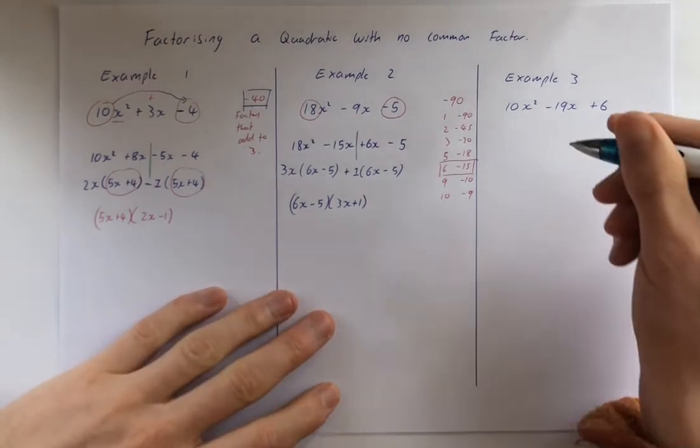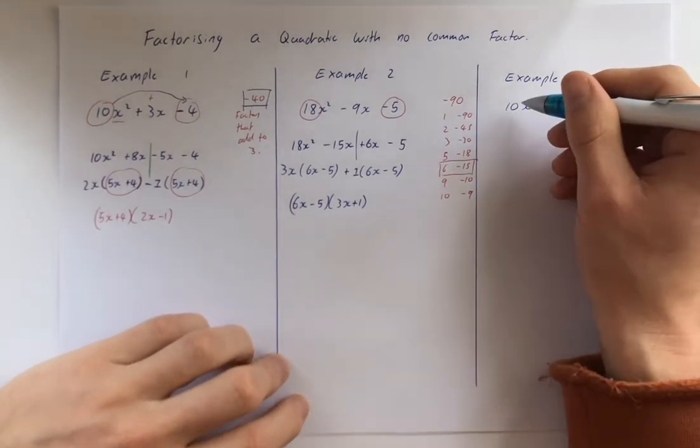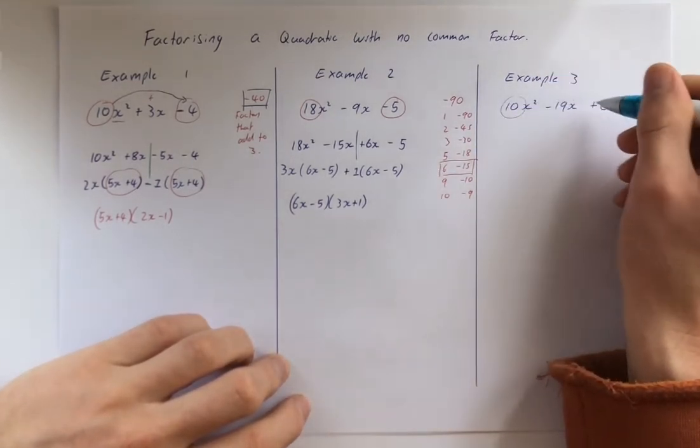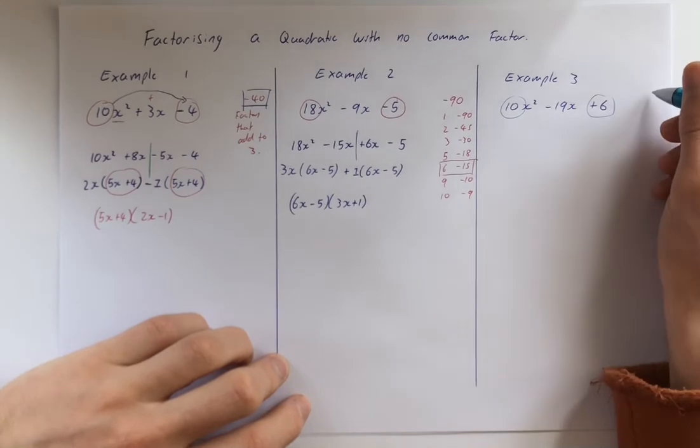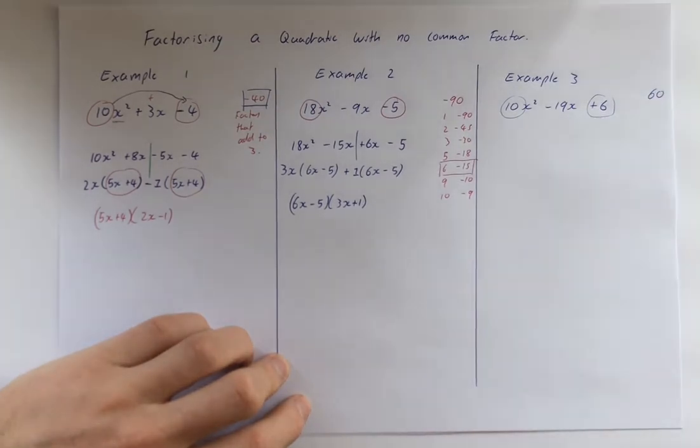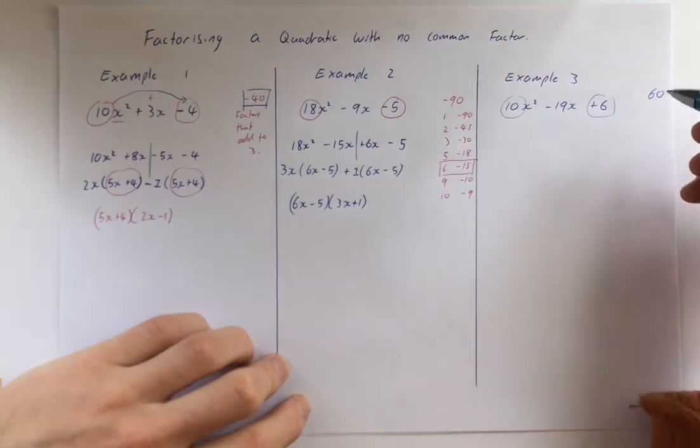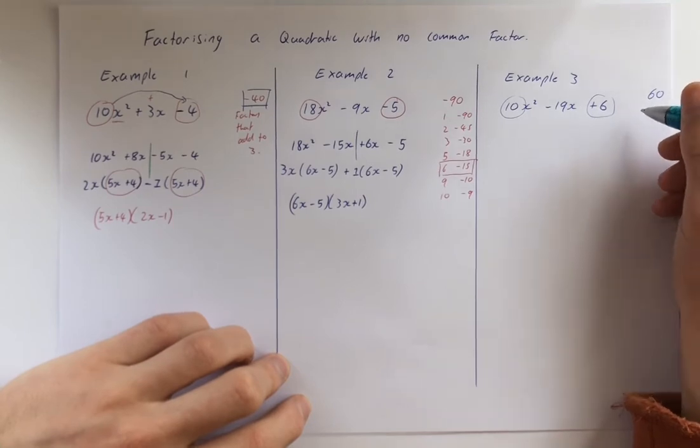Okay, example 3. Again, we'll speed this one up. First times last, 60, and we want factors of 60 that make negative 19, so they're both going to have to be negative, aren't they?